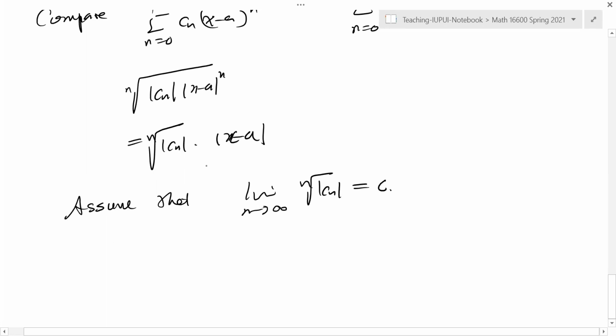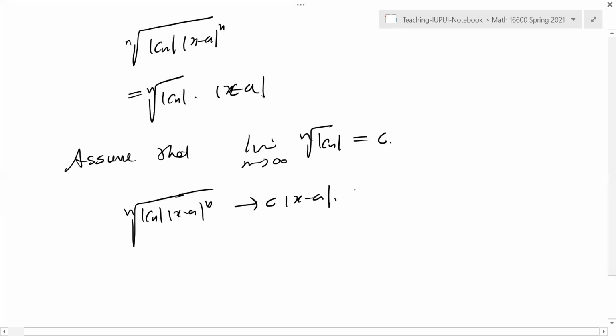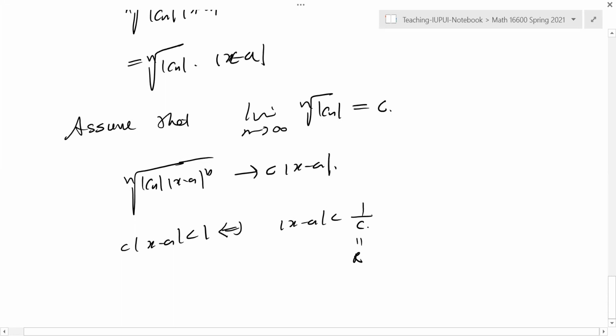Then the radius of convergence is determined by 1 over C, because the limit is C, right? So this limit approaches C, and the radius of convergence, this is less than 1 if and only if |x| is less than 1 over C, right? So this is the radius of convergence. This is how we get it.